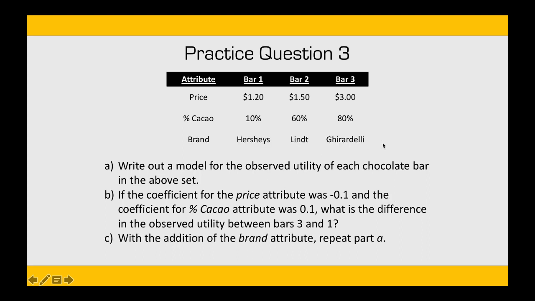Now we've added the brand attribute. We have Hershey's, Lindt, and Ghirardelli. Repeat part A, so write out the model of the observed utility with the addition of the brand attribute. Now keep in mind, these are discrete attributes.